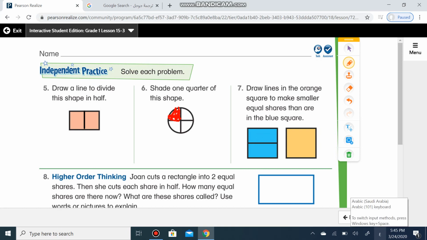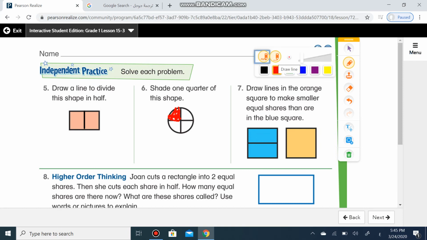Draw lines in the orange square to make smaller equal shares than are in the blue square. Here I have 2 squares. One is blue, the other is orange. And I want to make more shares than the blue square. So I want to divide it into what? Here I have 2 equal shares. Here I want to divide it into what? If I want more equal shares, very good, 4 equal shares. So divide it into 4 equal shares.